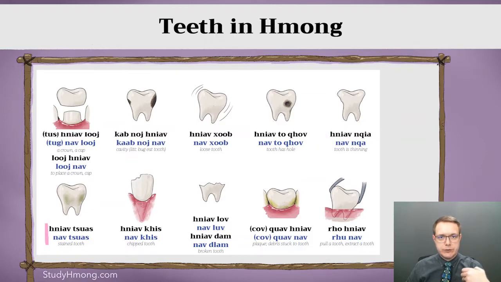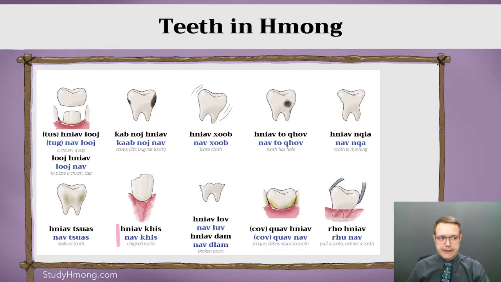To have a stained tooth or colored tooth, discoloration in the tooth, we could say nia chua. And then Green Hmong na chua. For a tooth that is chipped, we could say nia ki, or na ki.